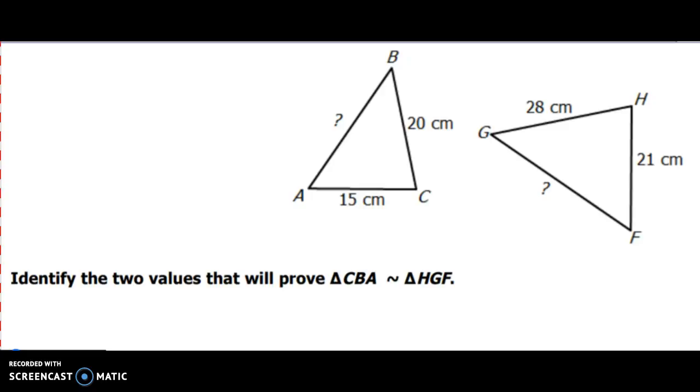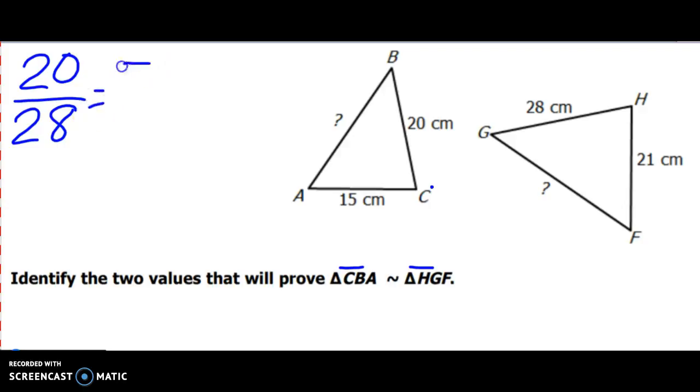Identify values that would prove that CBA is congruent to HGF. All right, C to B goes to HG. So C to B is 20, H to G is 28. What I need to do on that one is reduce my fraction. 4 will go into both of these, so that's going to be reduced to 5/7. So that's going to be my scale factor.